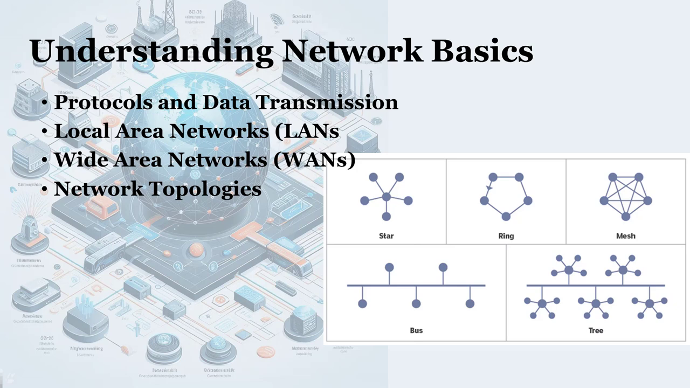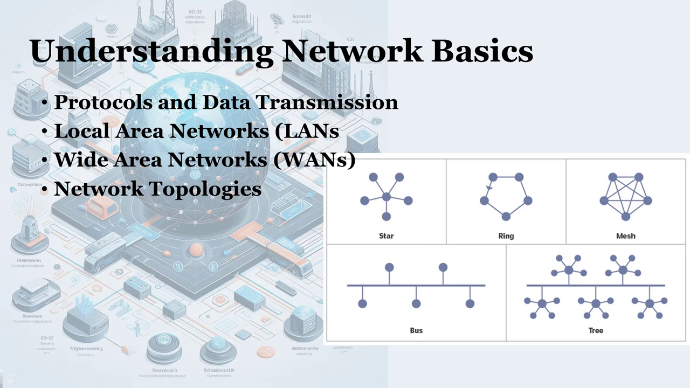In contrast to LANs, wide area networks, or WANs, cover a broader geographical area, connecting networks across cities, countries, or even continents. WANs facilitate communication between distant locations and often rely on public or private telecommunication networks. The Internet itself can be considered a global WAN. WANs play a crucial role in enabling organizations to connect their geographically dispersed offices and branches.